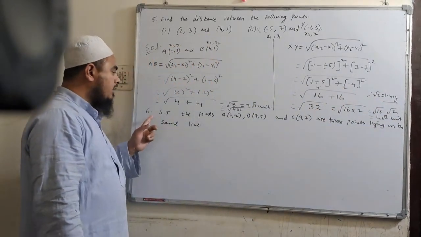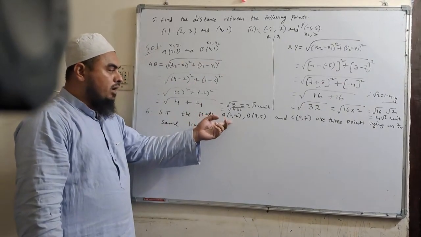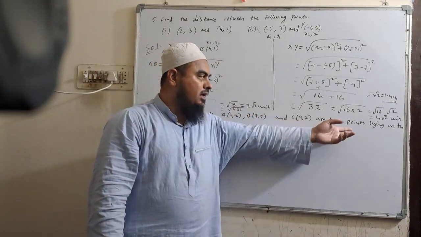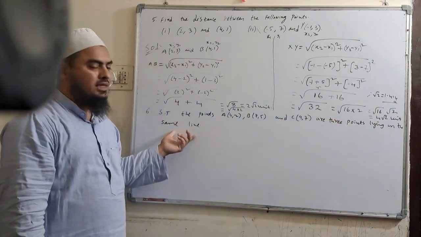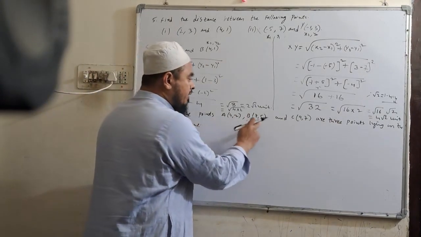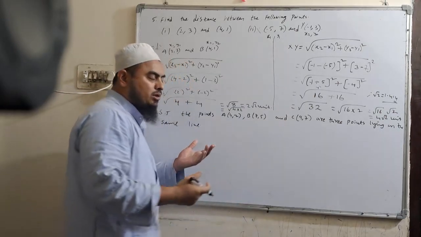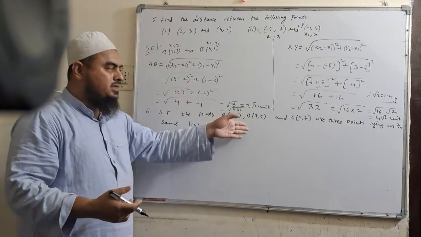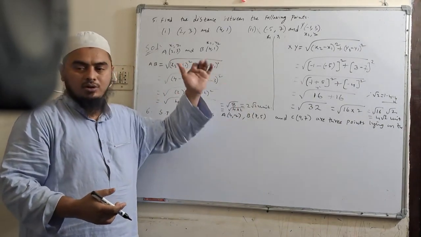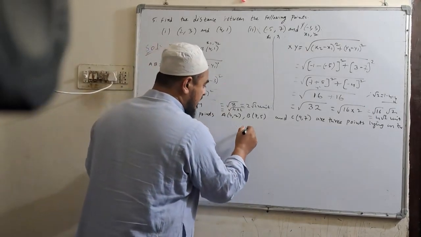Next we have another problem: show that the points A (4, 2), B (7, 5) and C (9, 7) are 3 points lying on the same line. That means they are asking to show that A, B, C lie on the same line. Another way the same problem can be asked is, show that the points A, B, C are collinear. Okay, both are the same, collinear.